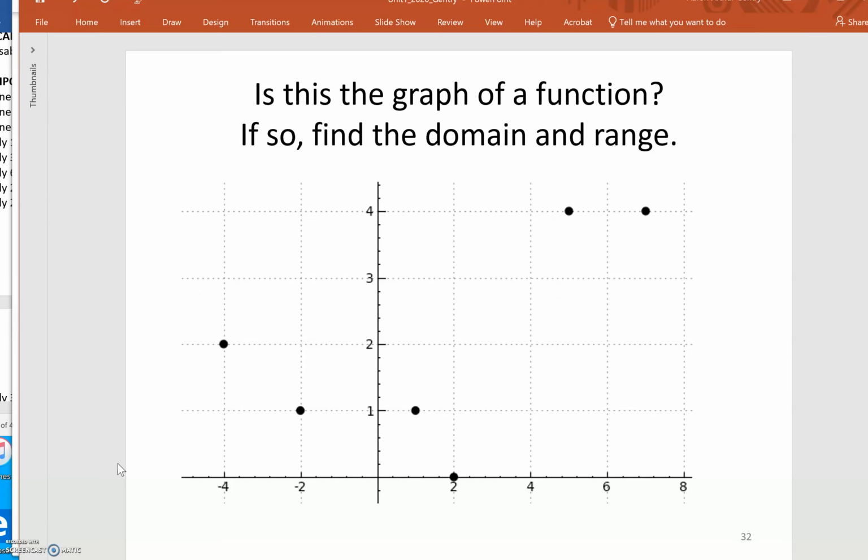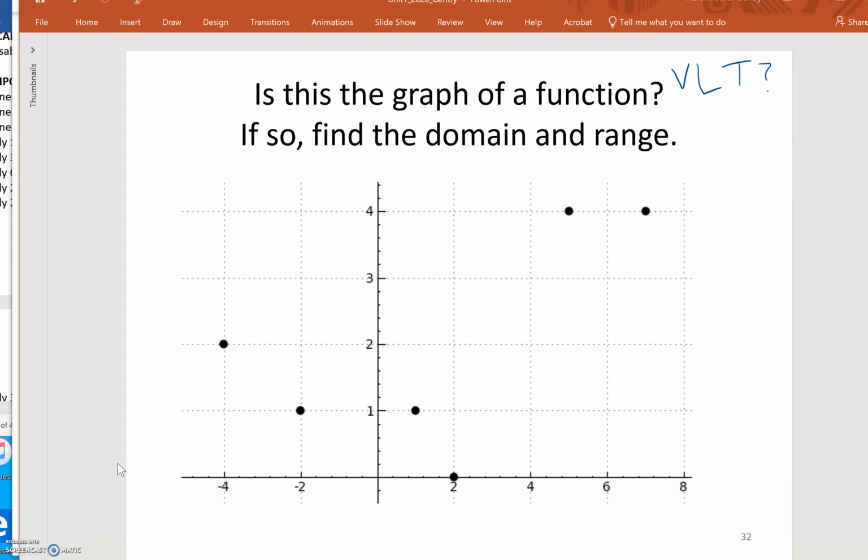But let's warm up first and remind ourselves what the graph of a function has to look like. So here's an example. This is a scatter plot, right? But is the scatter plot that of a function? Well, in order to be a function, it has to pass the vertical line test.